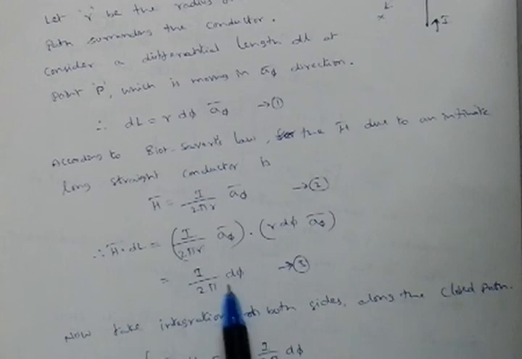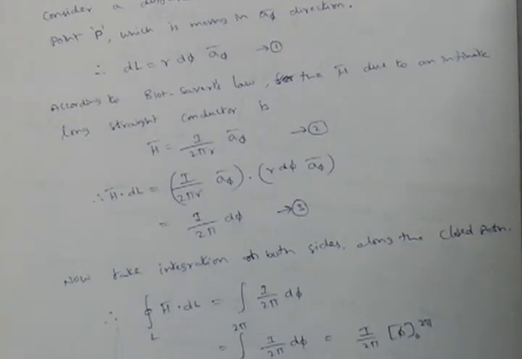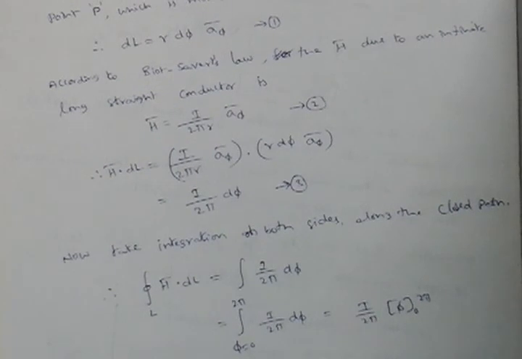Finally, take the integration on both sides. Integration of H bar dot dl is equal to integration of this. If you take the integration for this, the limits of d phi vary from 0 to 2 pi. Finally, the line integral of H bar dot dl is equal to current I only. That means for a closed path, the line integral of magnetic field intensity is equal to the direct current I.